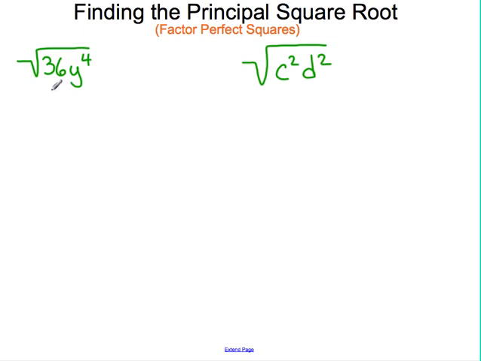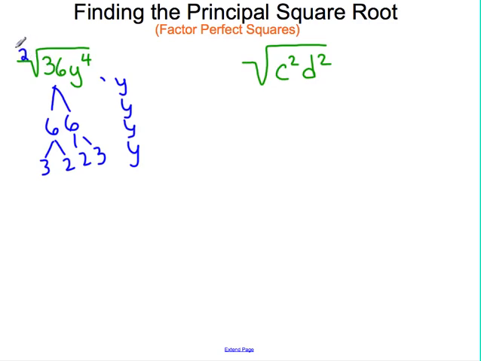So what you do is you take a look at this 36. You can break the 36 down into 6 and 6. You can break the 6 down into 3 and 2, and this 6 into 2 and 3. And you can break the y to the fourth down into just y, y, y, and y. The meaning of a square root is basically that you're looking for two of a kind to come out of this. And if you do have two of a kind, you can easily pull this out.